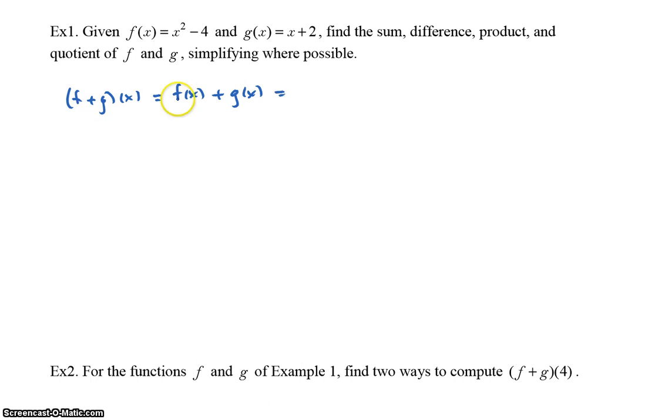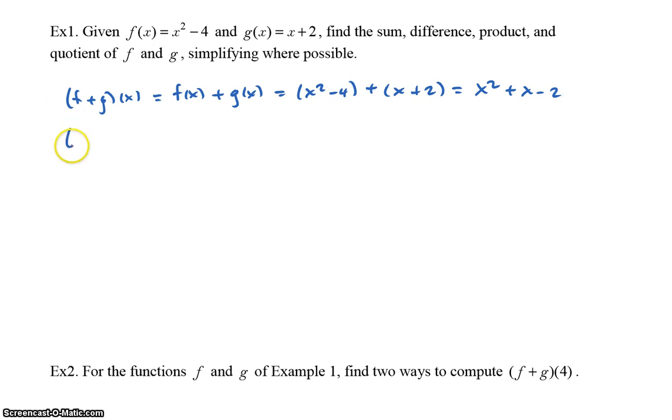F of x is x squared minus 4. G of x is x plus 2. And then simplifying, we could write x squared plus x minus 2. So the sum of f and g is a new function, a function in its own right, the function x squared plus x minus 2.